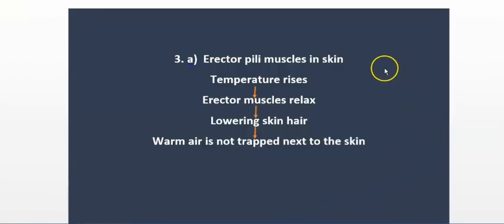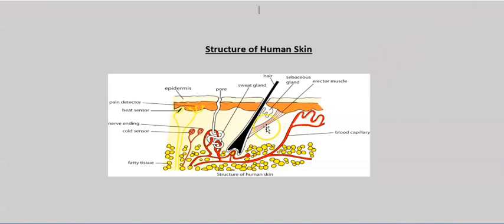Next, we look at the erector pili muscle in the skin. This one, the erector pili muscle, will contract and relax. When it contracts, this hair will rise, goes up. When it relaxes, this hair will become lower, lie down. Okay, that is the function of the erector pili muscle here, to control the hair. I repeat, when it contracts, the hair rises. When it relaxes, the hair will be low. Okay, lie on the skin.